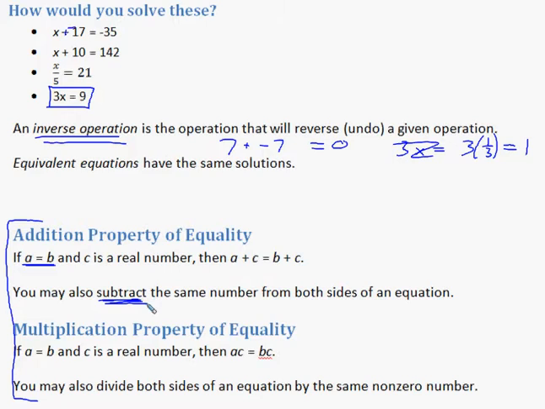The next one, multiplication property, you can multiply any equation by the same number, and it will still be true. Same thing with division. You just cannot divide by 0, so you can divide both sides of an equation by the same thing.